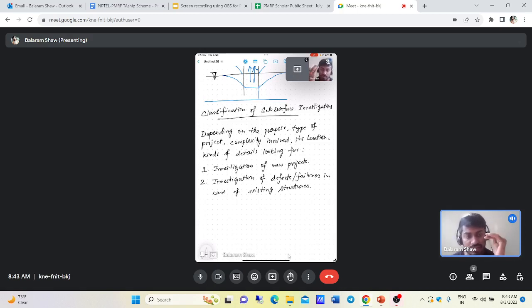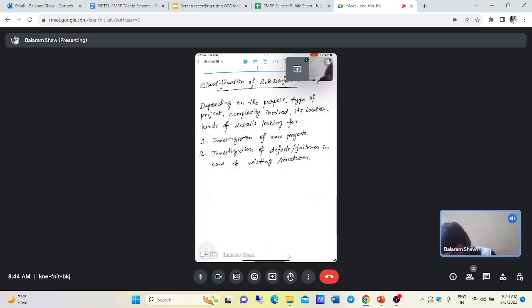So we'll see whether there were any failures in the past, whether there was some seismic activity, earthquakes or floods at the site, so that we can plan accordingly, right? Similarly, in the detailed investigation we can also go for the investigation of defects and failures in the case of an existing structure. Next one is the investigation to ensure the safety of adjoining structures. This we have discussed previously.